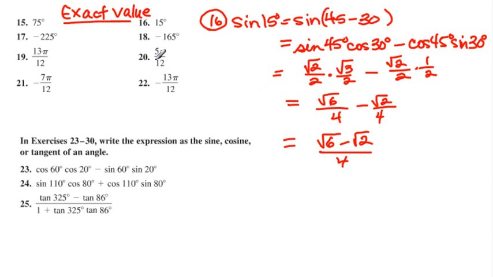Now, what if I wanted to look at number 20 just to get you started? Oh, well, let me back up. You could do cosine of 15 degrees in the same way. Just use cosine of 45 minus 30 and use that appropriate formula, and tangent of 15 in the same way. So what if I wanted to do, let's do cosine of 5 pi over 12.